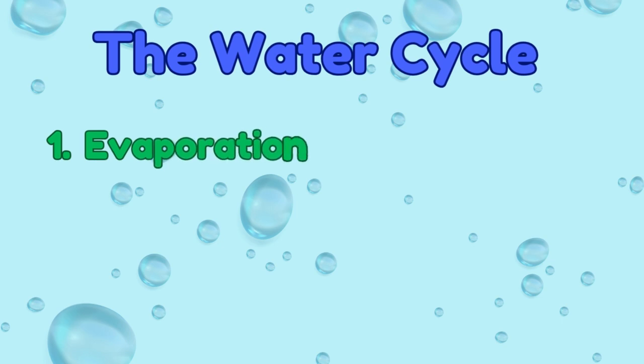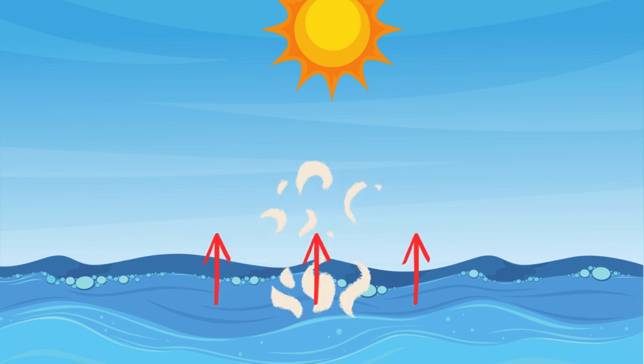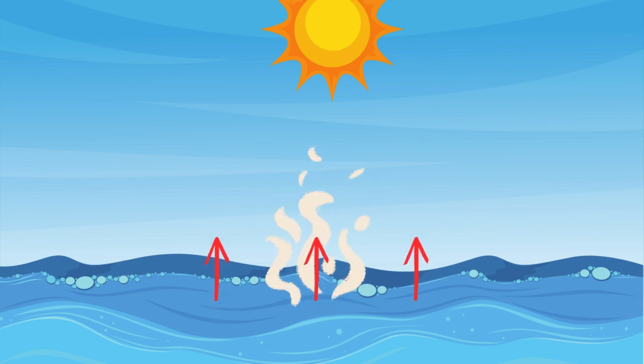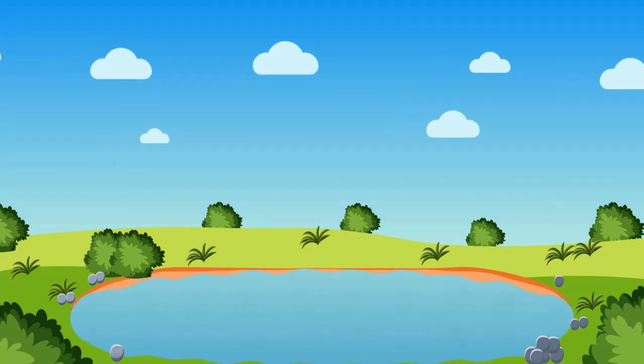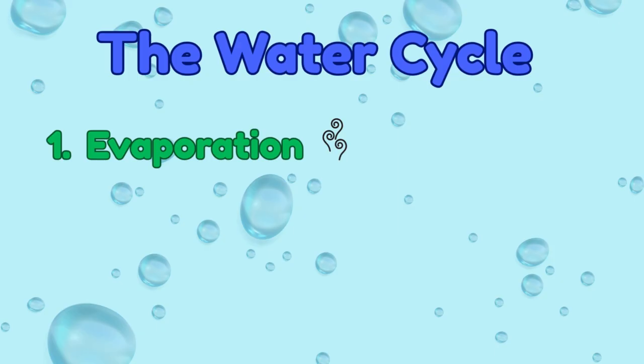Step 1. Evaporation. When the sun shines on oceans, lakes, and rivers, water warms up and turns into invisible vapor. This is called evaporation. It's like water turning into gas and rising into the sky.